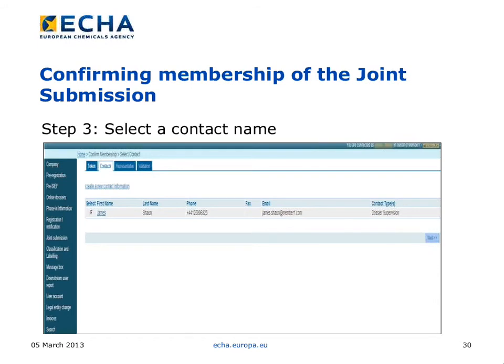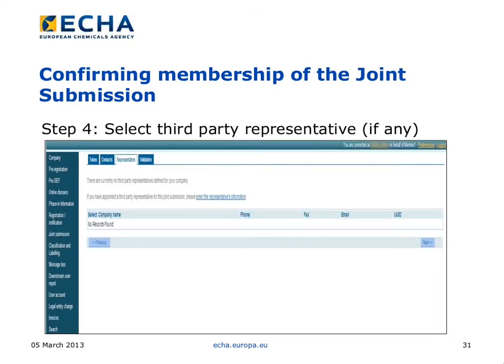In step 3, a contact has to be provided for the joint submission from the member side. If you do not have a contact already available in your contact list, you can create a new contact by going through the link Create New Contact. In step 4, you have the possibility to provide the third-party information if it is relevant to your joint submission. Again, if you do not have anything in the contact list already, you can add new information by going to the link Enter Third-Party Representative.